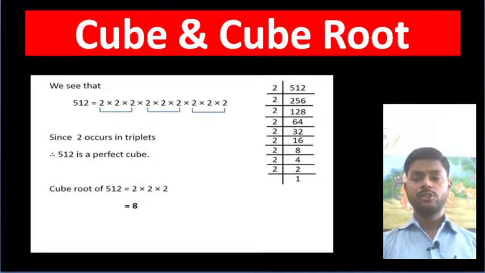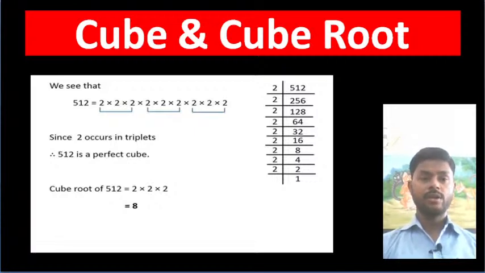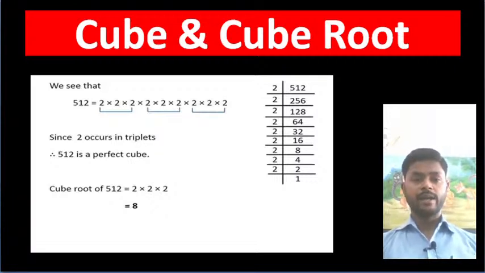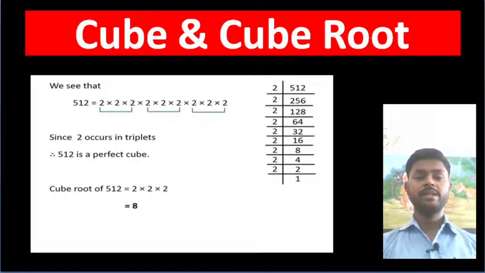So the cube root of 512 will be 8, because when we multiply 2 three times, it means 2 multiply 2 multiply 2, it will be 8. So 8 is the cube root of 512.